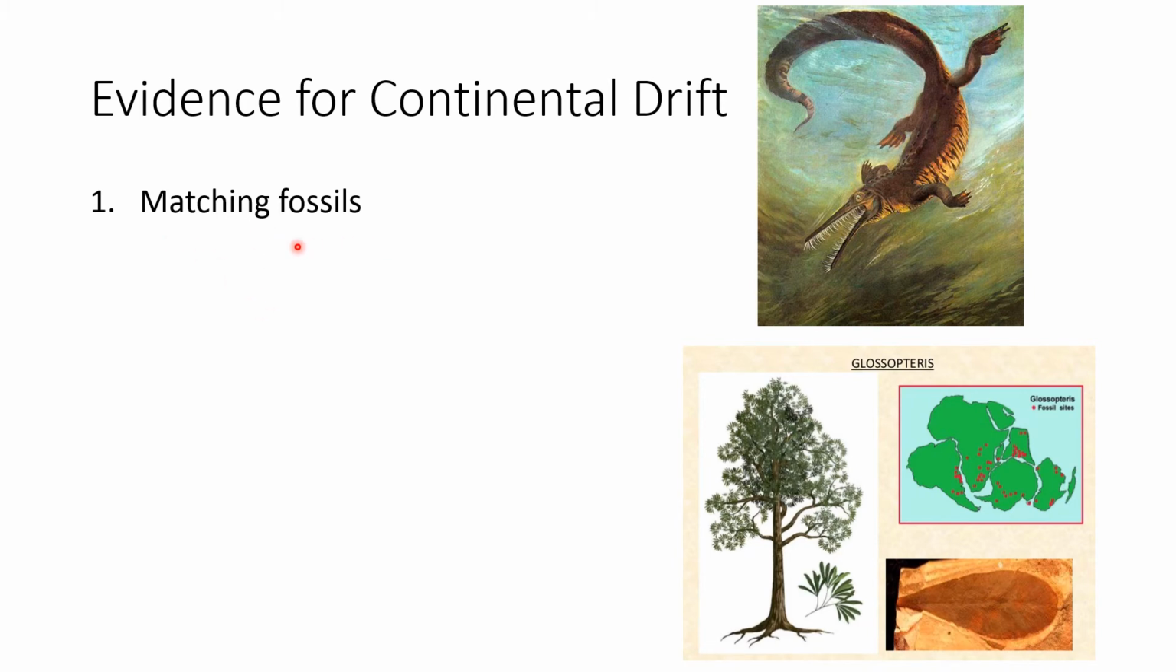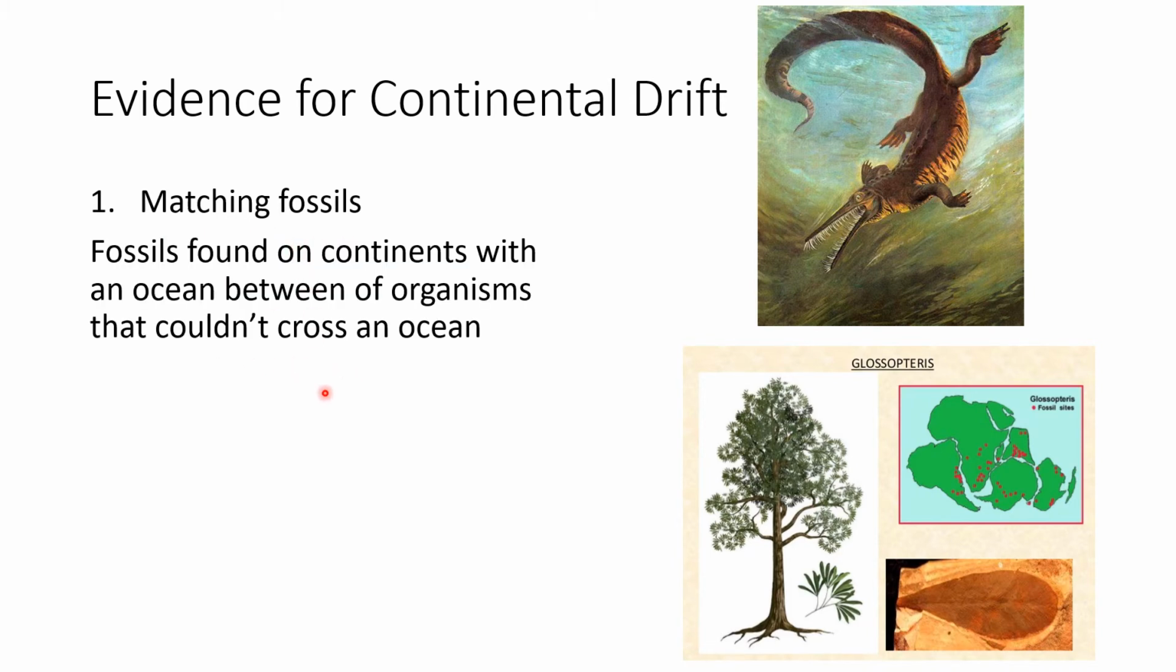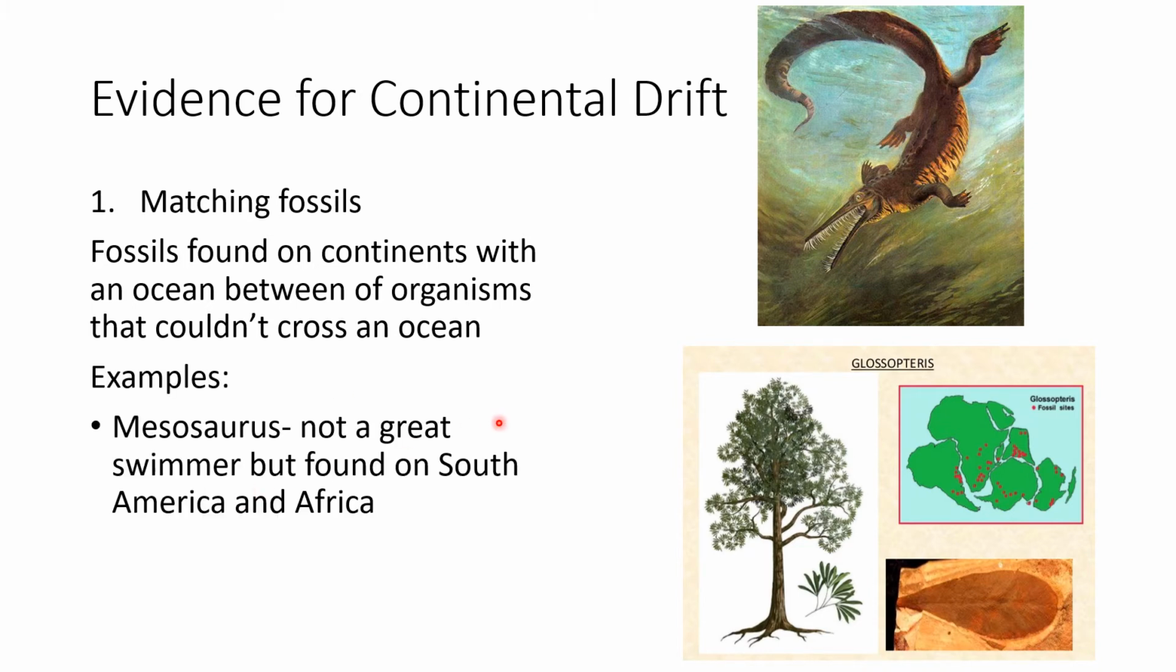So first off, there were matching fossils. There are certain fossils that are found on continents that have an ocean between them, of organisms that couldn't get across an ocean by themselves. The first example we have is this Mesosaurus. It's a water reptile, but it doesn't have the type of appendages that it would need to swim across an entire ocean, and yet there are fossils of it found on the coast of both South America and Africa. So that explains continental drift, because those land masses must have been joined in order for a mesosaur to be on both of them, because it could not have swum across the ocean.